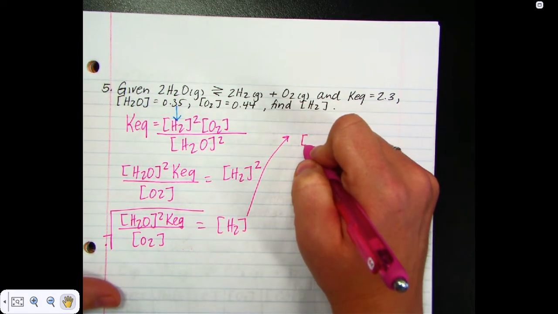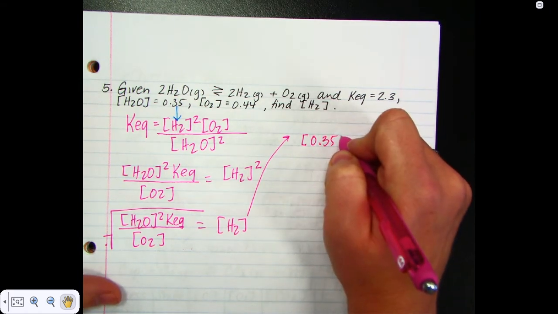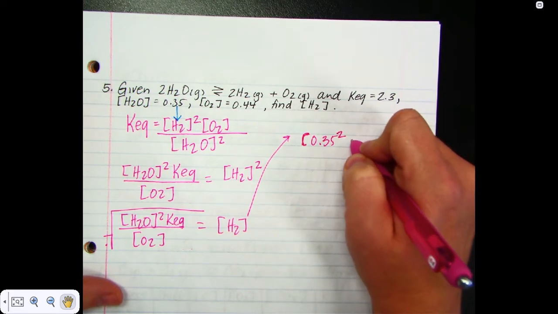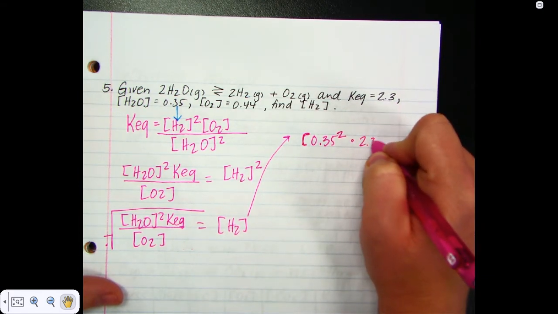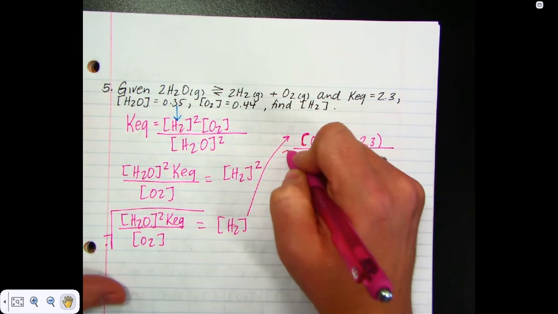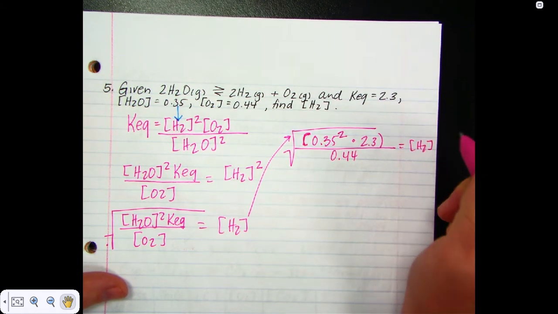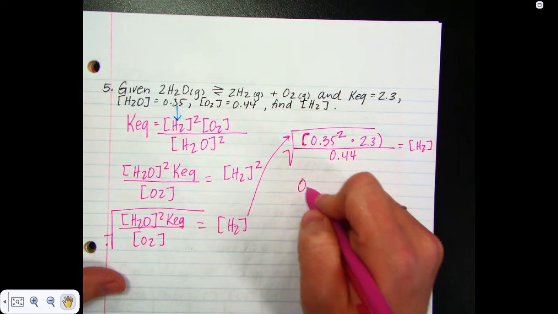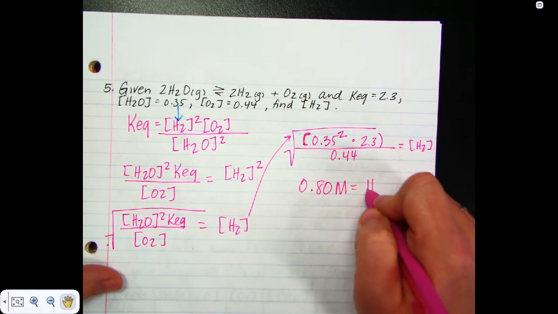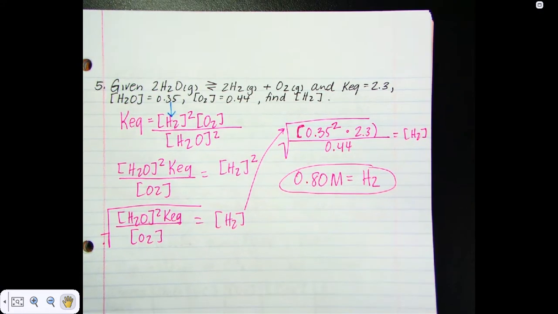So concentration 0.35. Oops, that's not what I'm going to do. I'm going to make that a parenthesis. Squared times KEQ value, which was 2.3, over 0.44. We're taking the square root of all that, equals concentration of H2. And when I calculate, that gives me 0.80 molar for the concentration of H2. Okay, go forth, calculate KEQ.